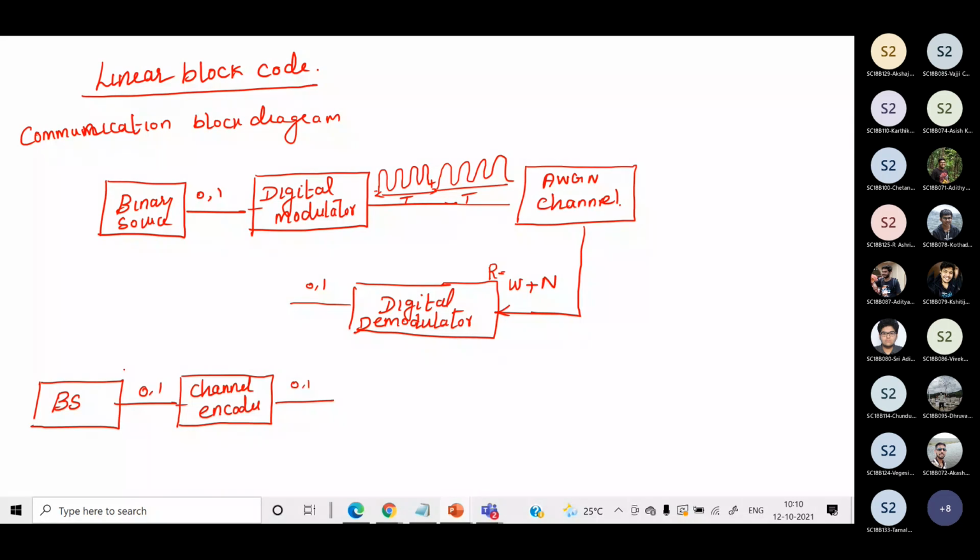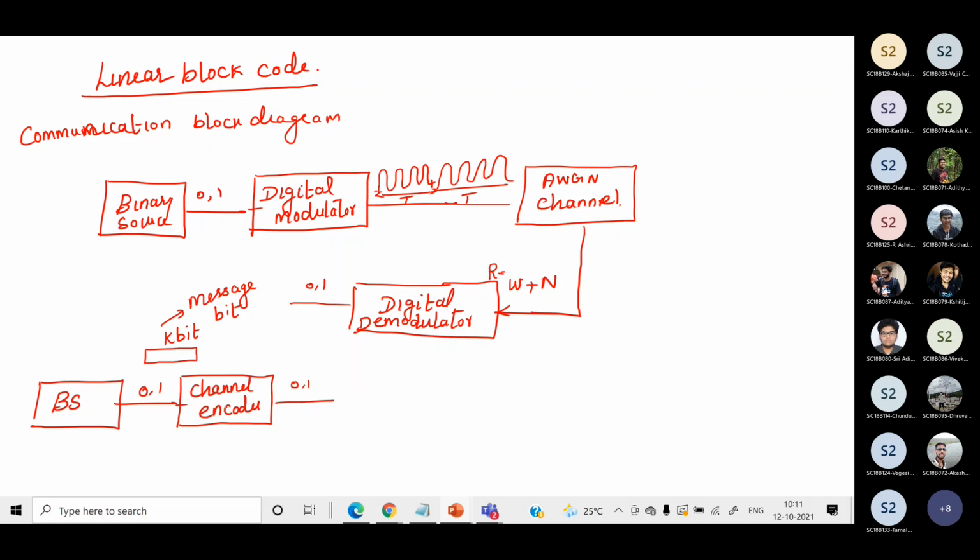In a linear block code, the zeros and ones coming in are made into a packet of size k bits. This we are calling the message bits. From the binary source you will get ones and zeros out, so the input to the channel encoder will be a block of k bits entering the encoder.